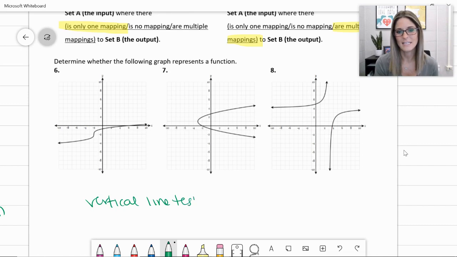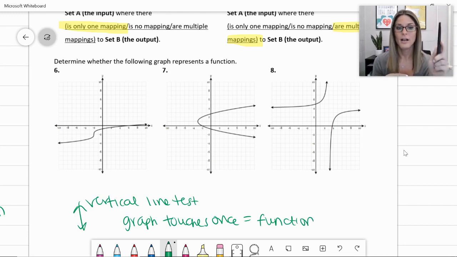Vertical line test. Remember, vertical is up and down. So I'm going to take a vertical line. You can use your pencil, you can use a piece of paper, you can use anything, put it up and down, and we are going to slide it across our graph. And if it only touches once, if our graph only touches once, then it is a function.